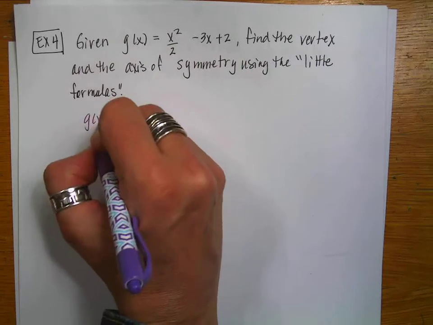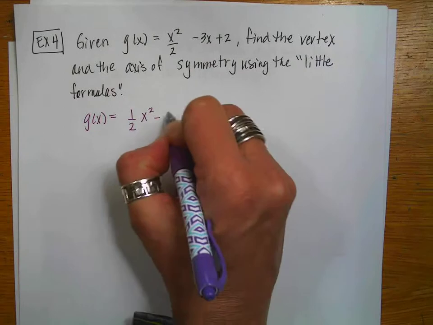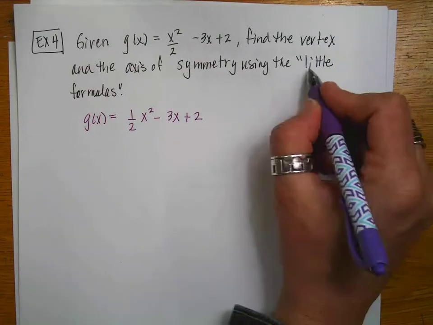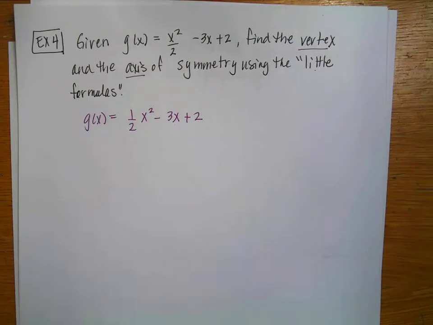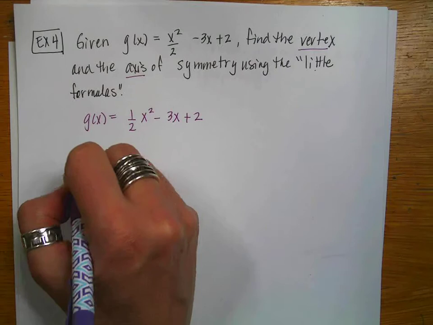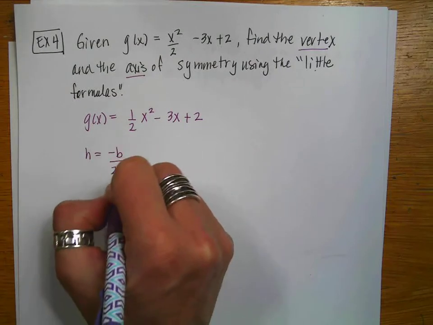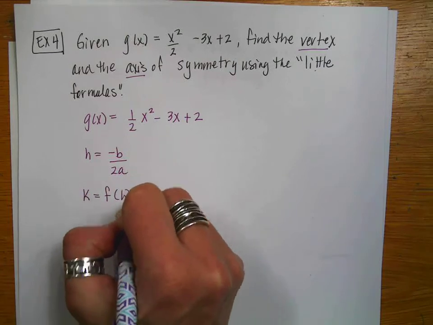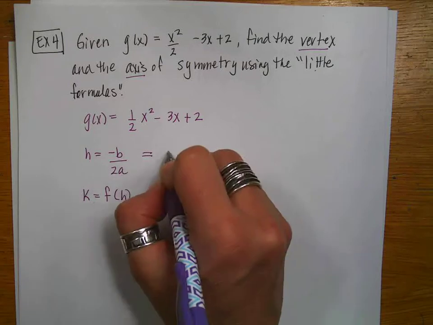So in this particular case, we're going to have g of x is equal to, and I'm going to write this as 1/2 x squared minus 3x plus 2. And I want to use my little formulas to find the vertex and the axis of symmetry. So I'm going to write that h is equal to negative b over 2a, and k is going to equal the function evaluated at h.